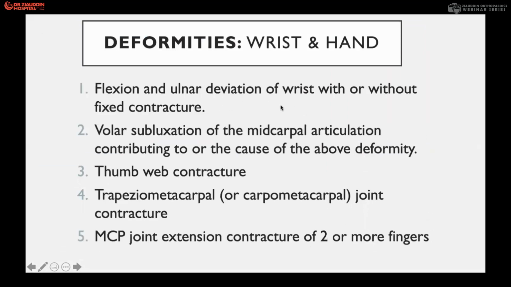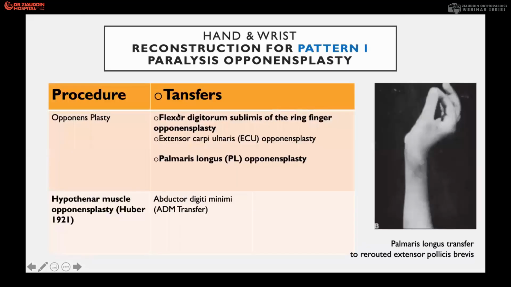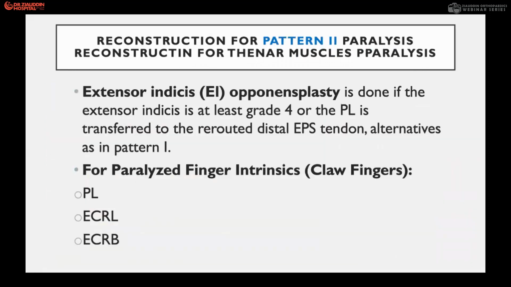There may be contractures and ulnar deviation at the wrist joint, volar contracture, trapeziometacarpal contractures. These contractures must be released before tendon transfers. Here are the transfers for the opponens. The flexor digitorum sublimis of the ring finger, or the palmaris longus, is commonly done for the opponensplasty. But if there is a hypothenar paralysis, abductor digiti minimi can be transferred to restore a little bit of power at the hypothenar muscles.